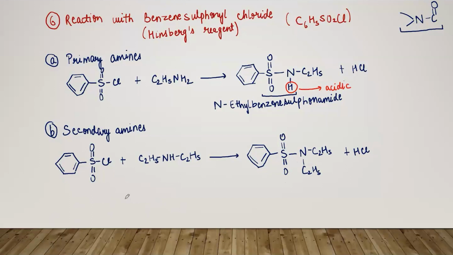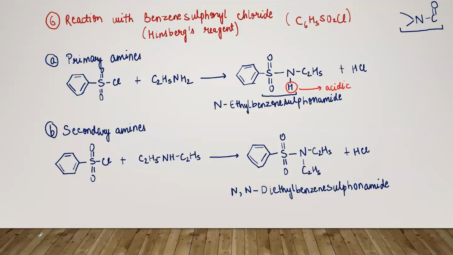Okay, so I will write down the name first. The name of this product would be, because there are two ethyl groups which are attached to the nitrogen atom of the amine, so it will be जैसे हम similar amine में nomenclature करते हैं N, करके, वैसे यहाँ पे करेंगे N, N-diethyl benzene sulfonamide. ठीक है, so this is the name of this product.